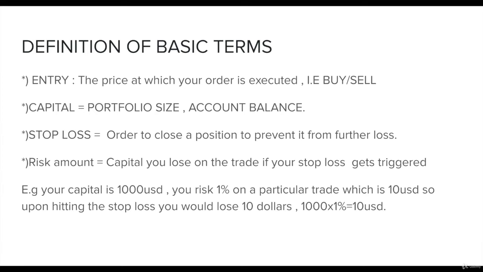Risk amount. Risk amount is the capital you lose on the trade if your stop loss gets triggered. For example, let's assume your capital is 1000 US dollar. You risk 1% on a particular trade, which is $10. So upon hitting the stop loss, you would lose $10. Simple basic math. $1000 your capital multiplied by 1% risk is equal to $10. I have explained in the previous video how much risk you should take per trade.